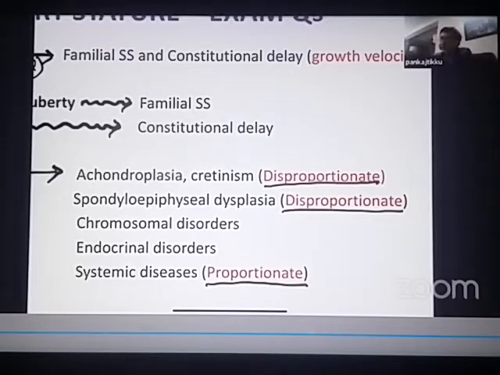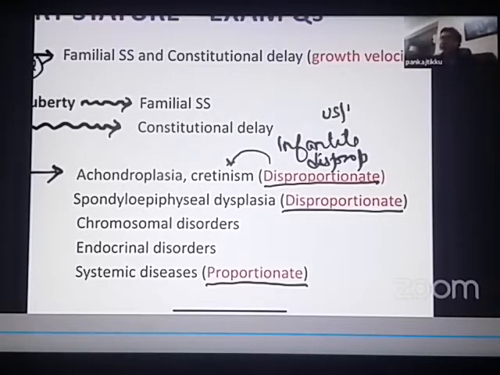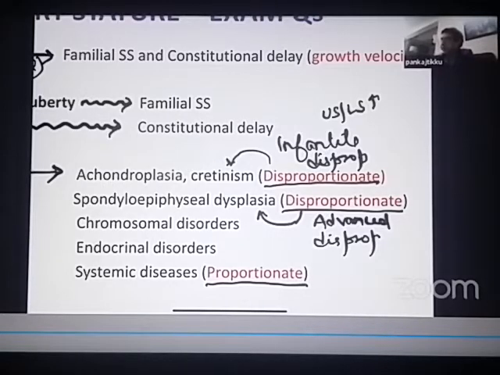So disproportionate, I told you, are of two types. One is infantile disproportion, when the upper segment to the lower segment ratio is more than expected. And if the upper segment to lower segment ratio is less than expected, then we call it advanced disproportion.